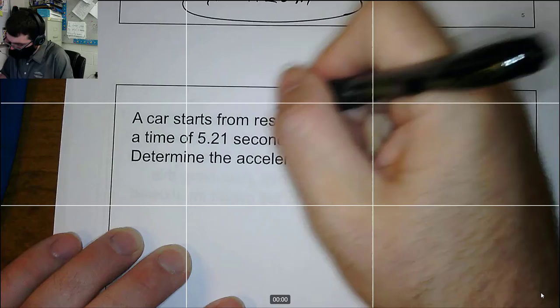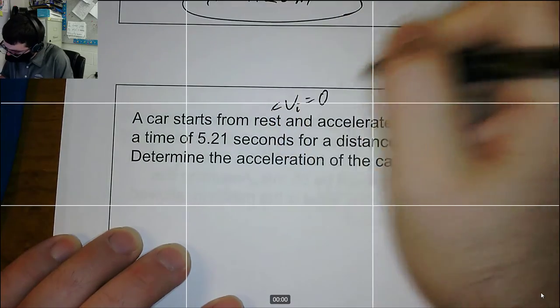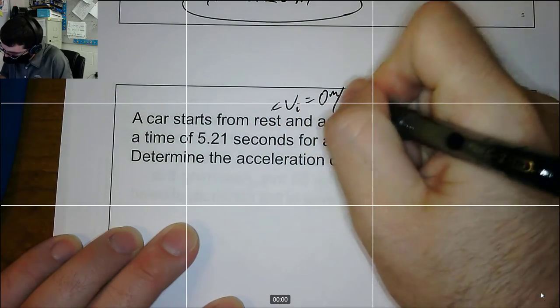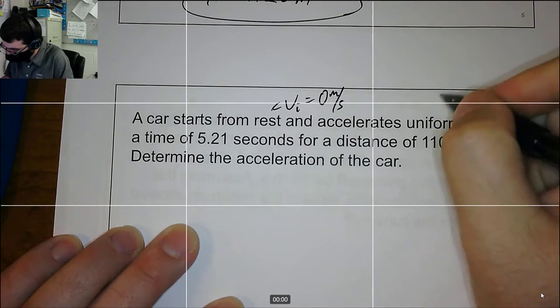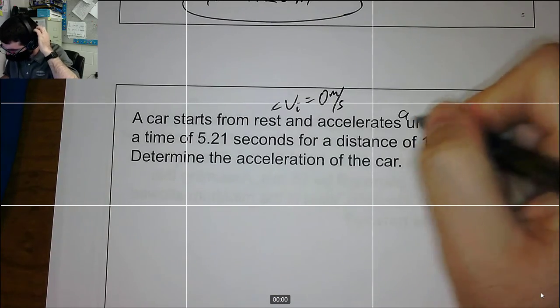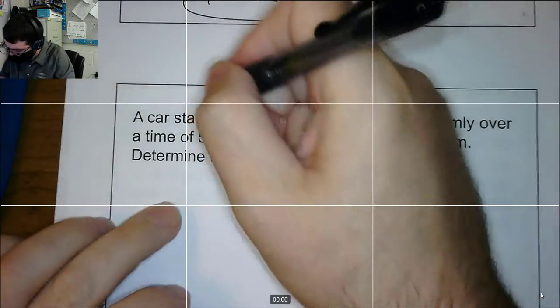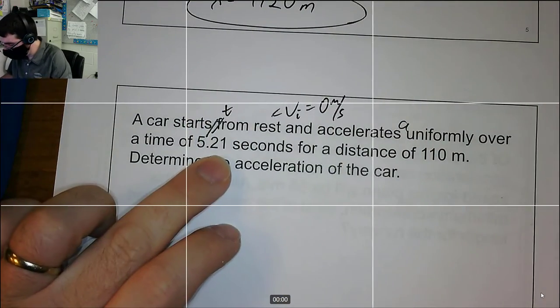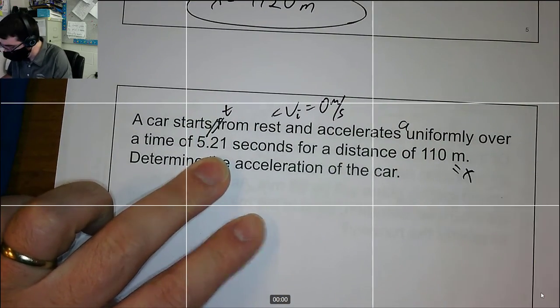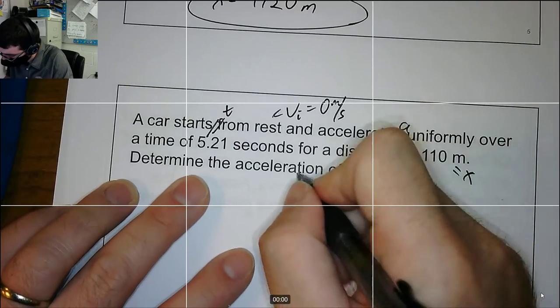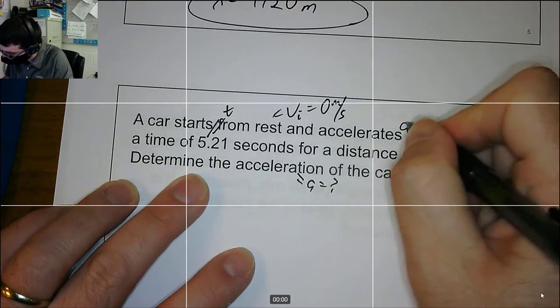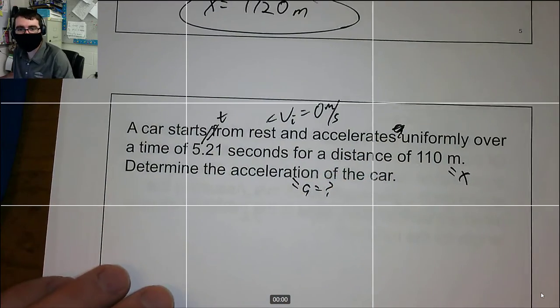Next, a car starts at rest. Oh, that's an initial velocity of 0 meters per second and accelerates uniformly over a time. They didn't give us an acceleration there. Over a time of 5.2 seconds for a distance of 110 meters. Determine the acceleration of the car. So that's why we don't need that one.